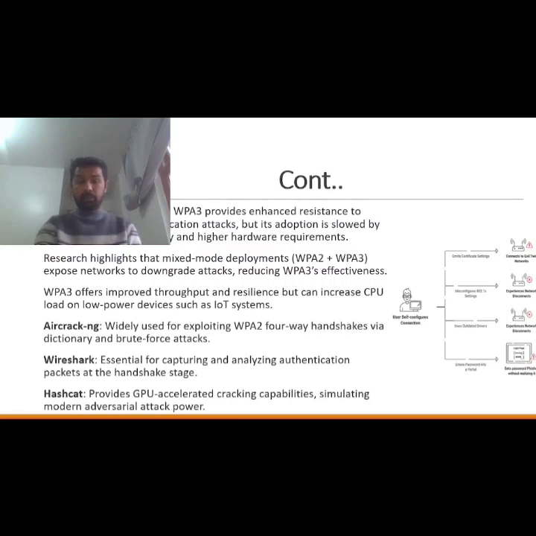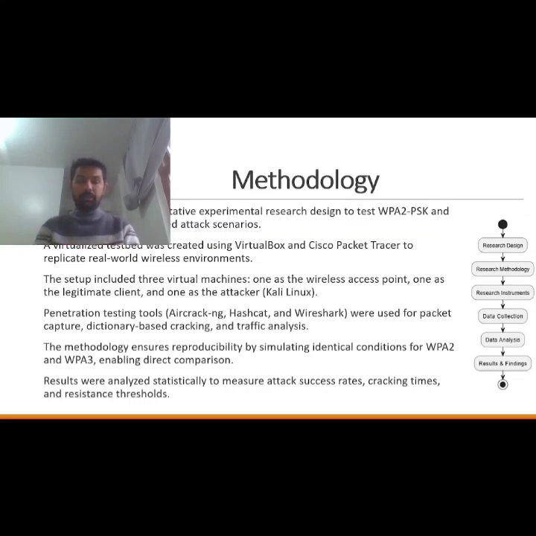Next, the methodology part. This research used a quantitative experiment designed to test WPA2 and WPA3. The test bed was built in VirtualBox and Cisco Packet Tracer with three virtual machines acting as access point, client, and attacker. Standard tools ensured reliable and reproducible testing results.